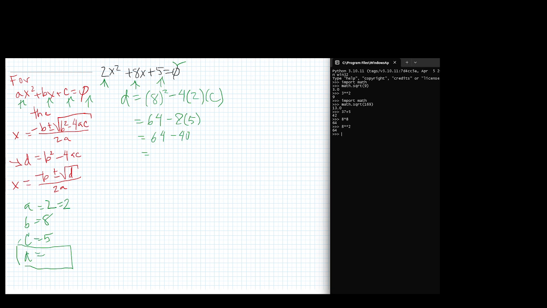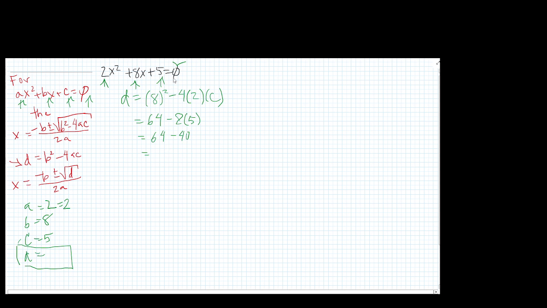Now, the question is, what's 4 times 2 times 5? 4 times 2 times 5 is 40. Final question is, what's 64 minus 40? And the answer is 24. So let's go back to our drawing board and put our 24 there. We double checked our arithmetic, we double checked everything, and D turned out to be 24.